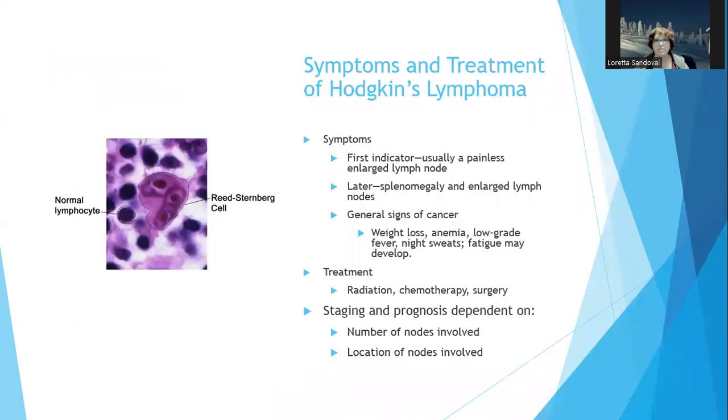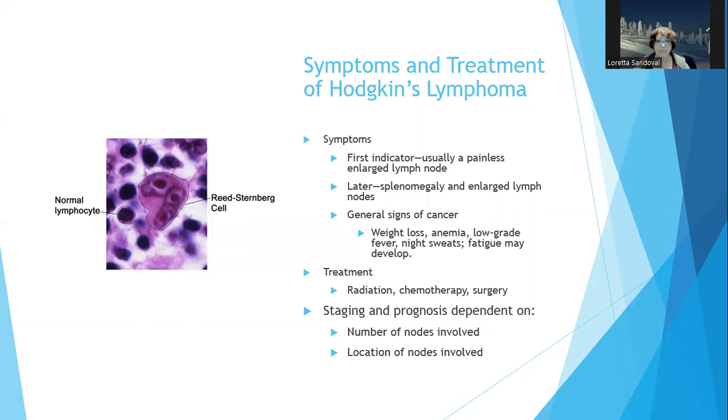So the symptoms, the first indicator is usually a painless enlarged lymph node. Painless. That's something to think about. So if you have an enlarged lymph node and it's not like you just got a vaccine or something, that might be something you bring up with your doctor. Later on, you get splenomegaly, enlarged spleen, and enlarged lymph nodes. And general signs of cancer, weight loss, anemia, low-grade fever, night sweats, and fatigue may develop.